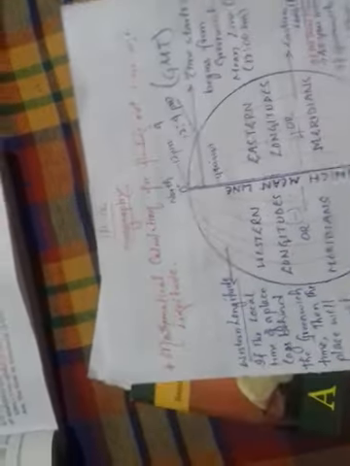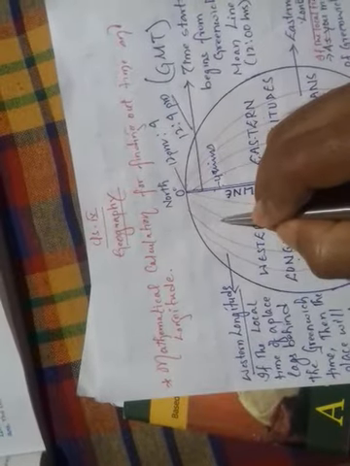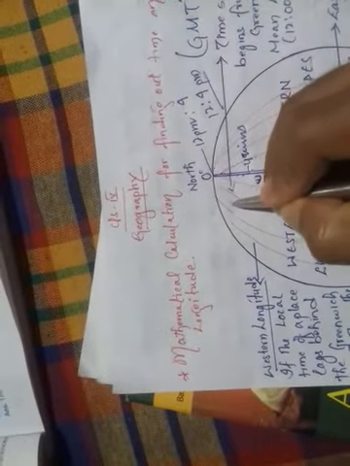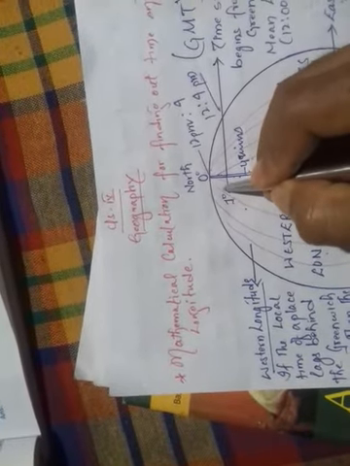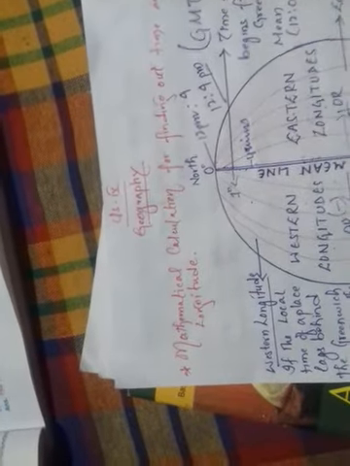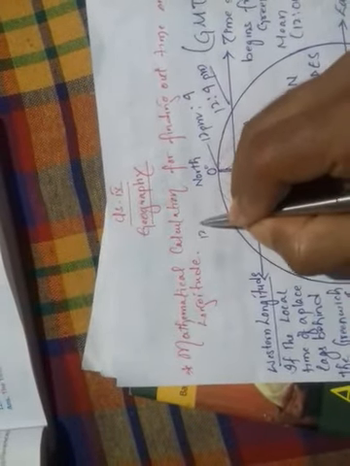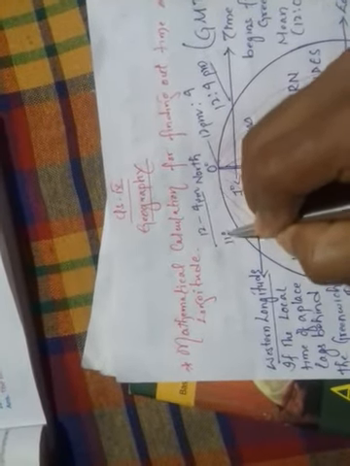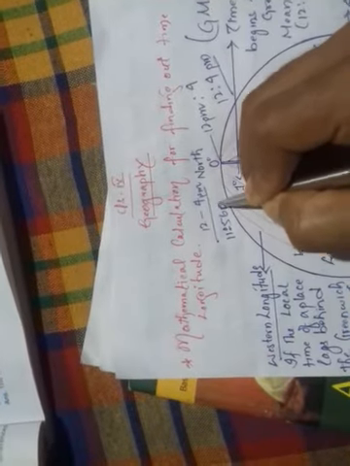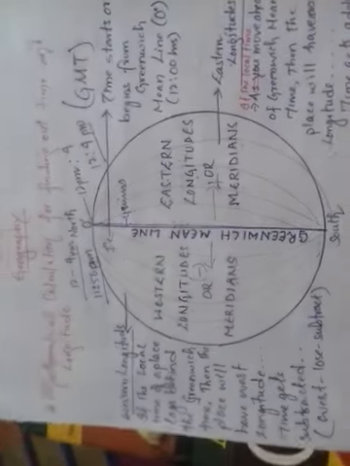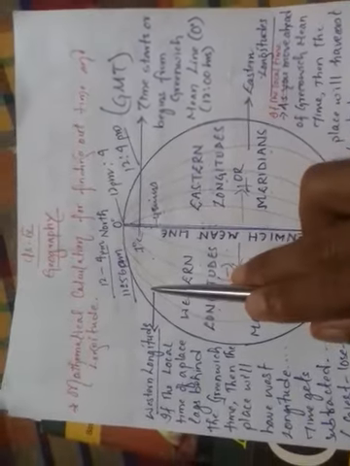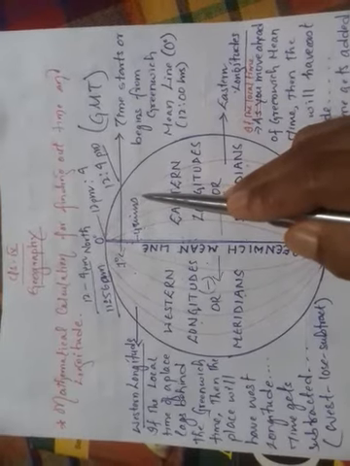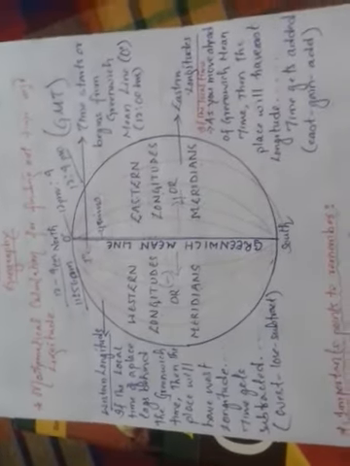The same thing happens in the western longitude also, but here the time gets subtracted. As you move 1 degree western longitude, 4 minutes gets subtracted. If you subtract 4 minutes from 12 pm, what will be the time? 11:56 am. I hope you understood this. As you move to the western side, time gets subtracted. As you move to the eastern side, time gets added. So 1 degree equals 4 minutes.